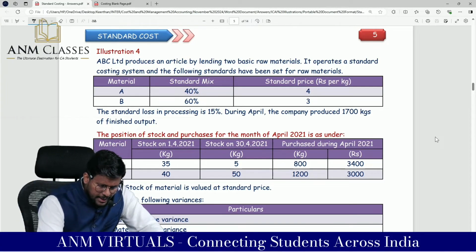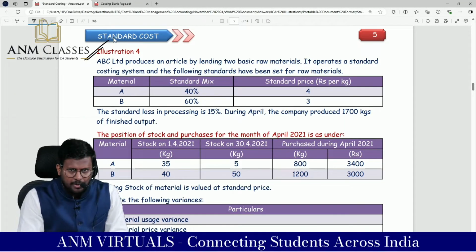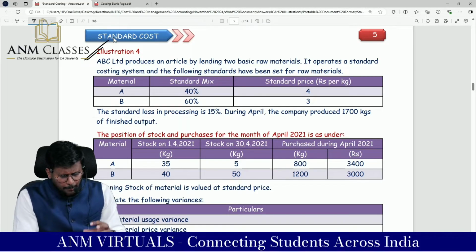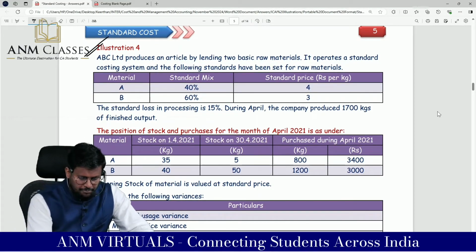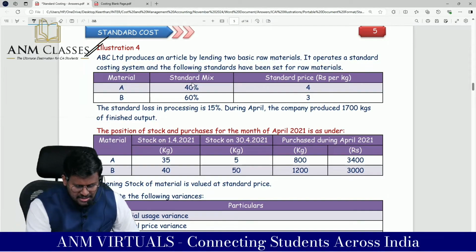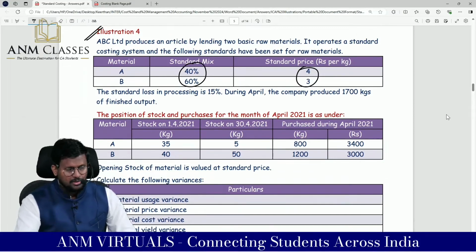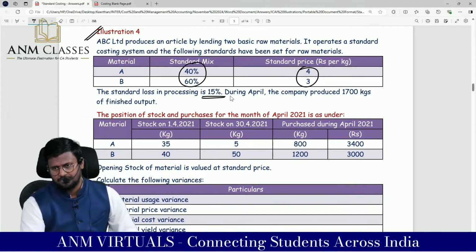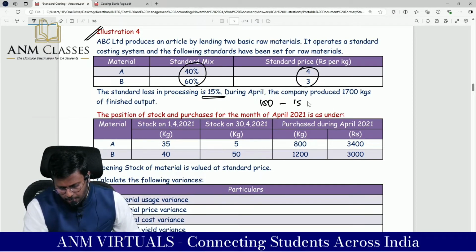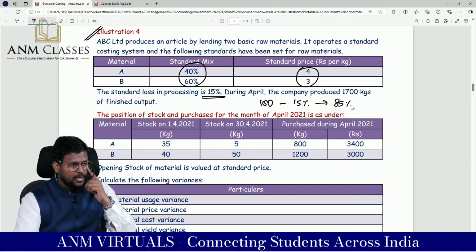ABC Limited produces an article by blending 2 basic raw materials. That means it's not a single raw material product. It operates a standard costing system and following standards have been set for raw material A and material B. This is a standard mix 40% and this is a standard price 4 rupees per kg, right? The standard loss in processing is 15%. So 100 kg input, 15% normal loss, 85% comes out.